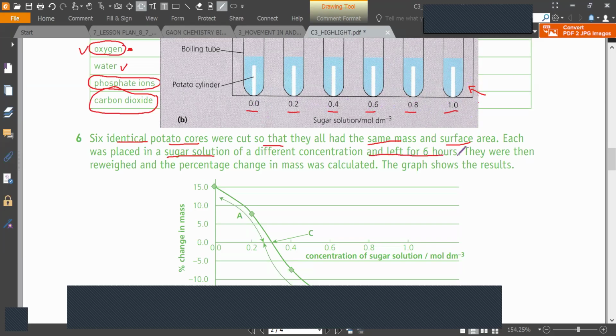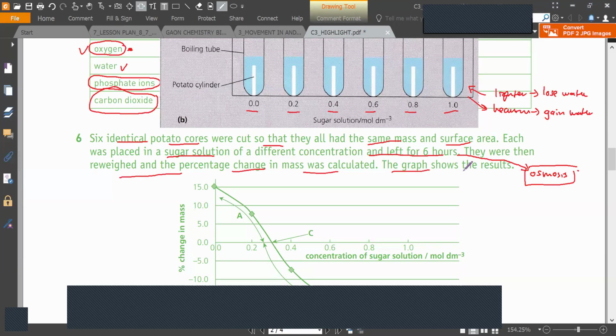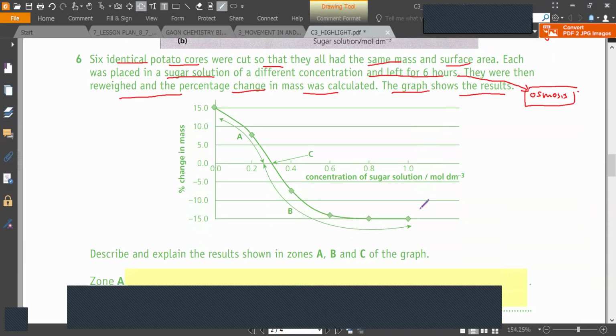If we did this, we know osmosis will happen. Either the potato becomes lighter if it loses water, or it becomes heavier if it gains water. So it depends on the osmosis. We will reweigh, and the percentage change of the mass was calculated. The graph shows the result, so we can take a look.